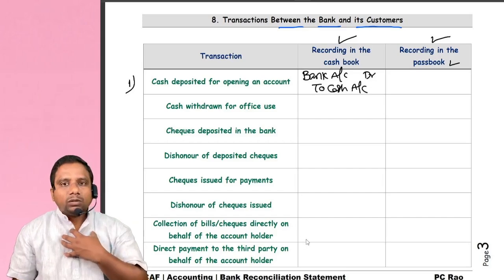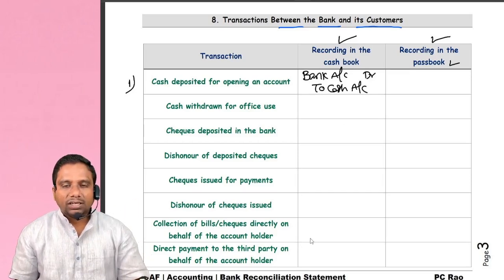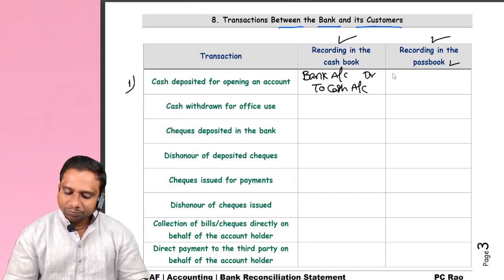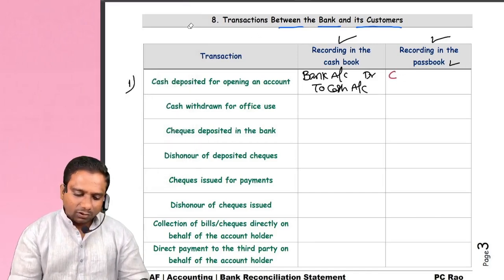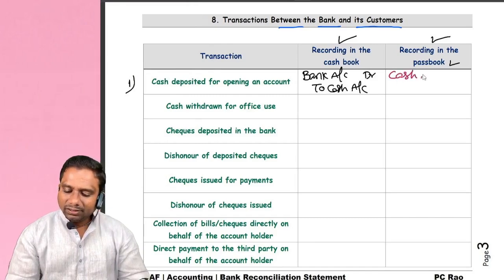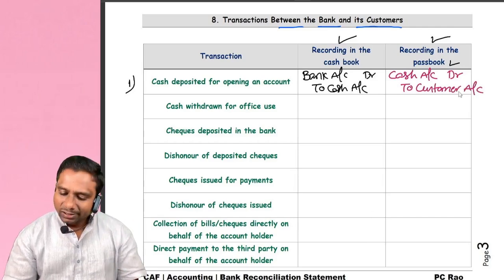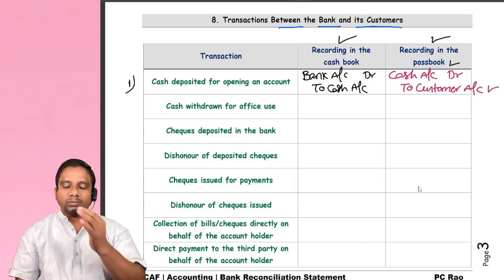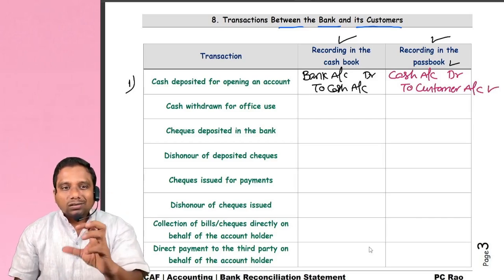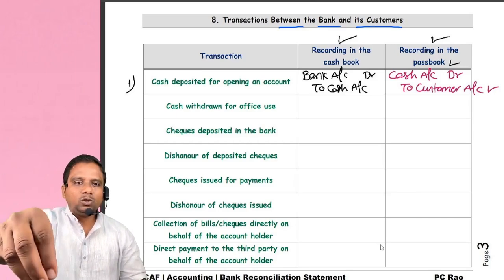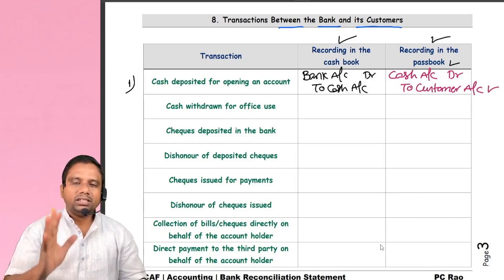Means in our books we are debiting the bank account. Then what about the entry in the books of the bank? Bank receives cash, so cash account debit to customer account. In the books of the bank, the bank is crediting the customer. Can you tell me at what time we record the transaction and the bank also records the transaction? The moment we hand over cash to the bank, the bank immediately records the transaction.